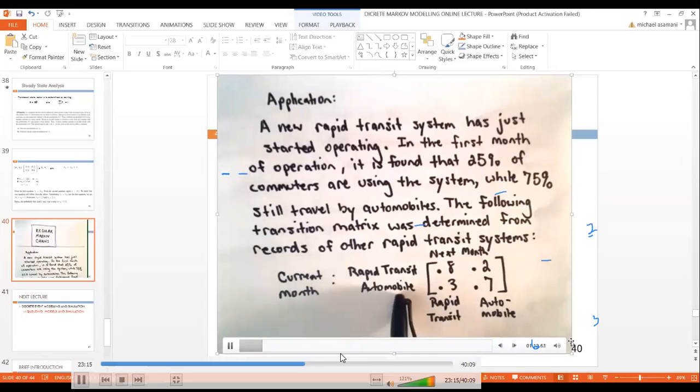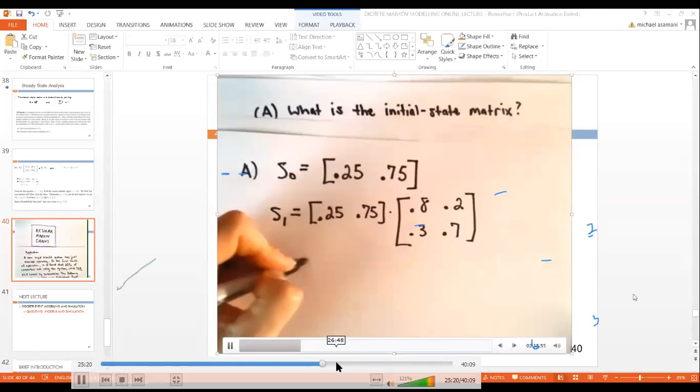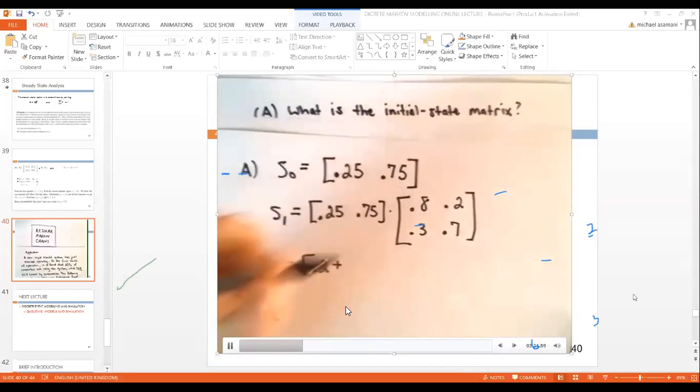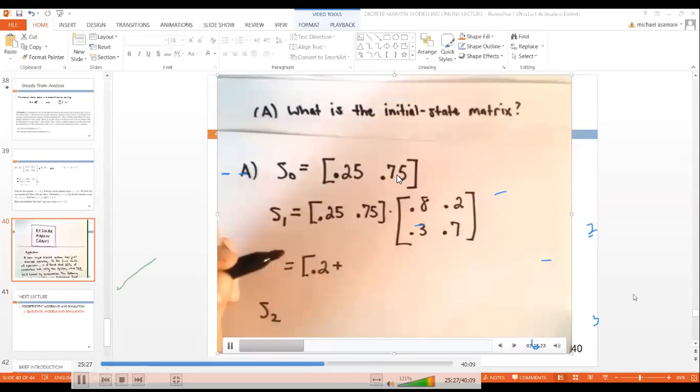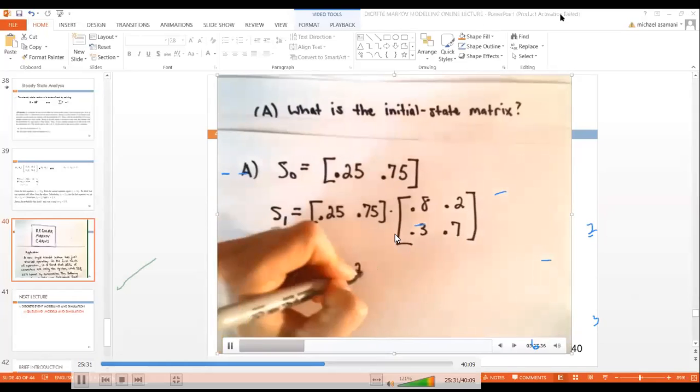Now fast forward. So if we are given the initial distribution as 0.25 and 0.75, and you are being asked to find the initial state probability, all you do is to multiply the two.